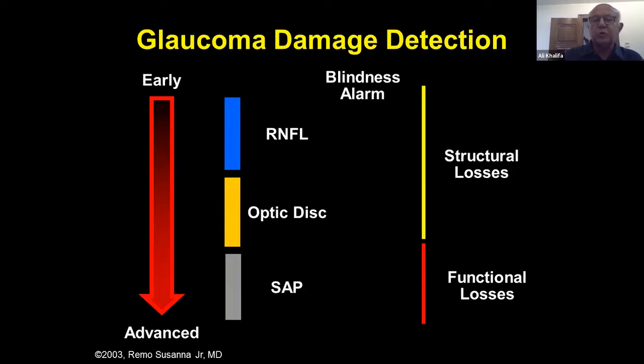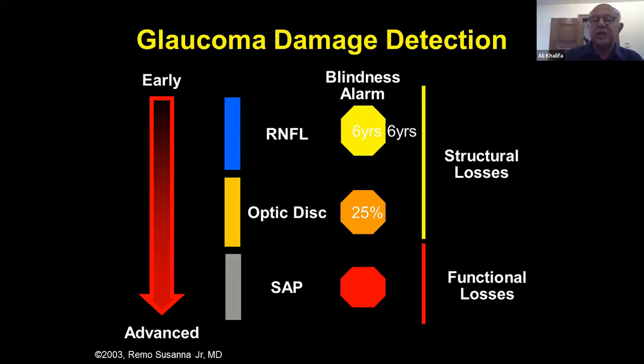As we all know, retinal nerve fiber layer changes start 6 years before any visual field changes. And 25% of the optic nerve is lost before any kind of visual field changes. And when short automated perimetry changes occur, you have a red flag. That means it is quite affecting the optic nerve.